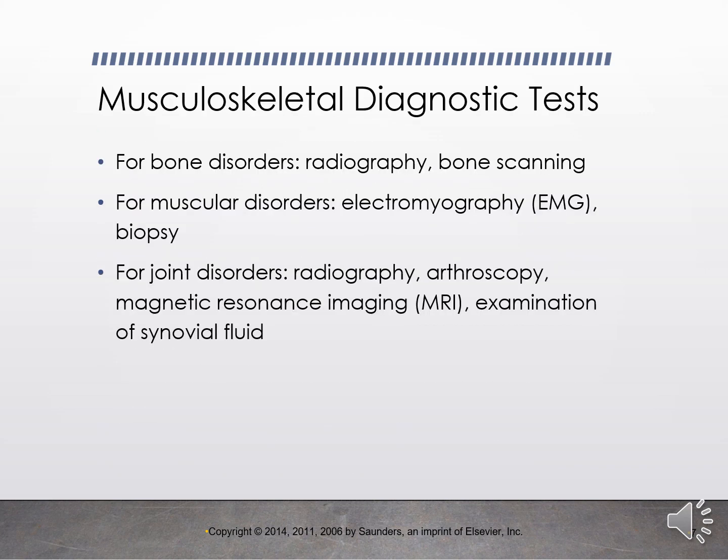If we suspect musculoskeletal problems, we can diagnose this a few ways. For bone problems, we use radiography or bone scanning. For muscular problems, we use electromyography or EMG, or we can take biopsies. And for joint problems, we use radiography, arthroscopy, MRI, or we examine the synovial fluid.